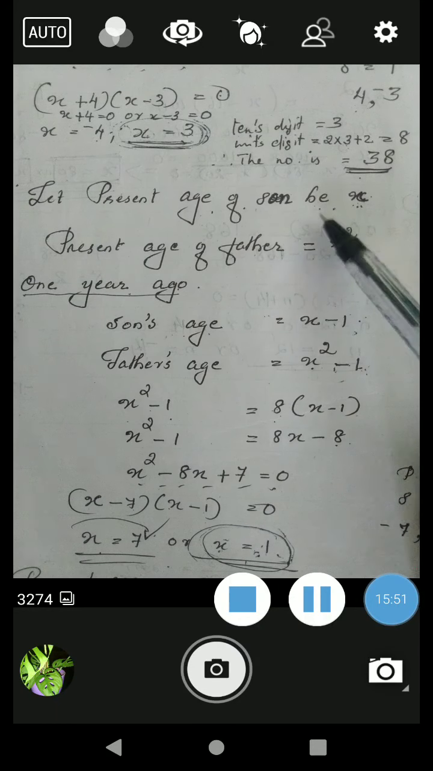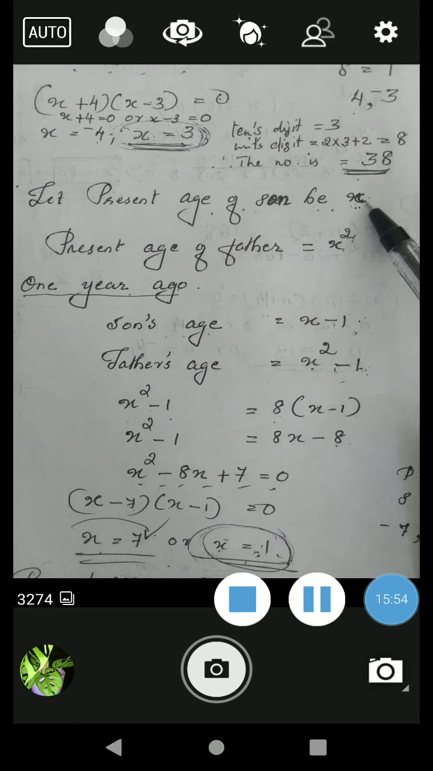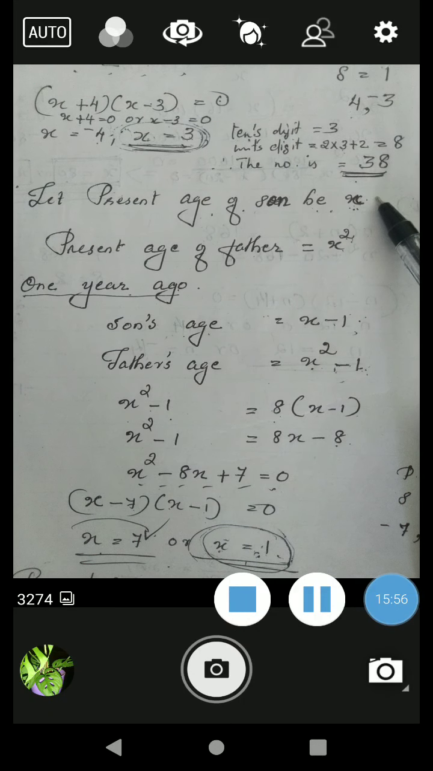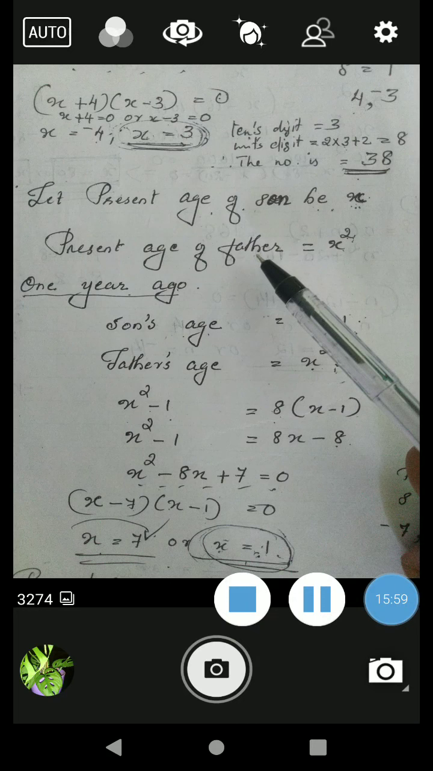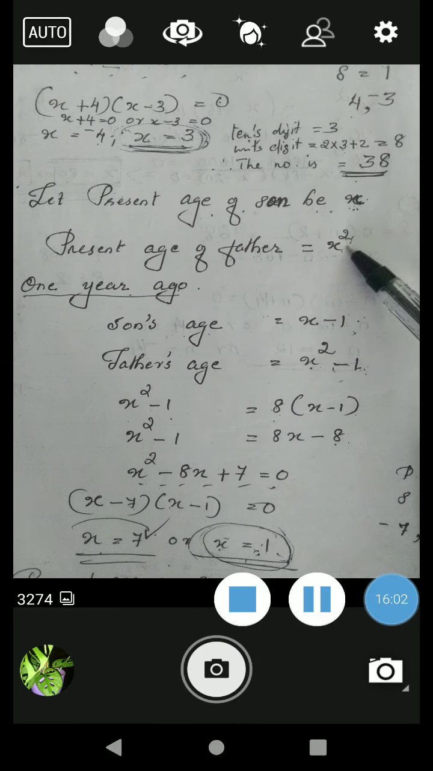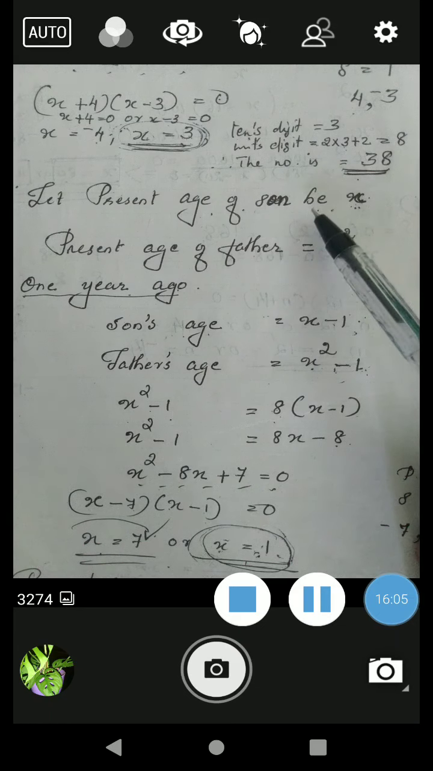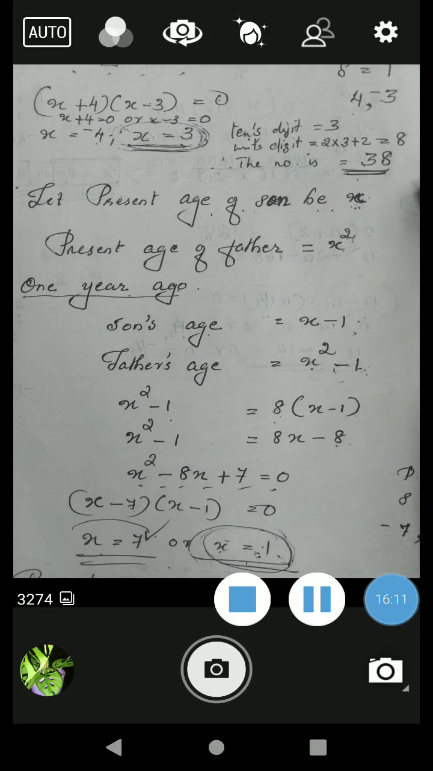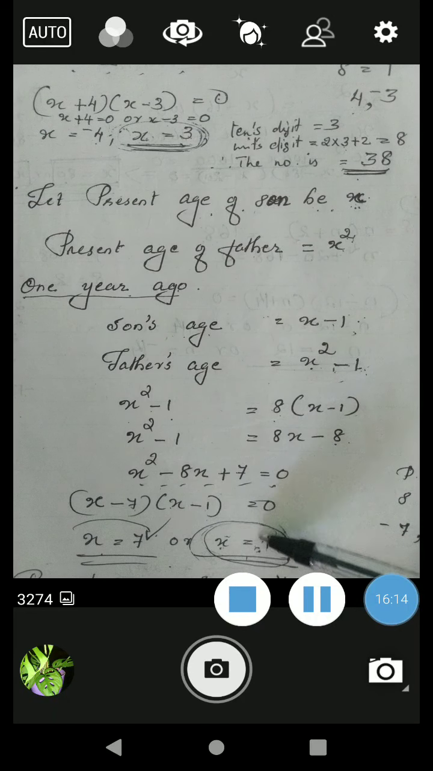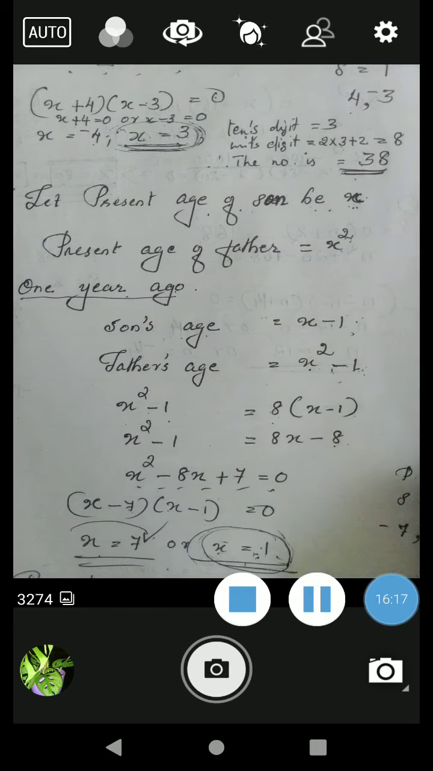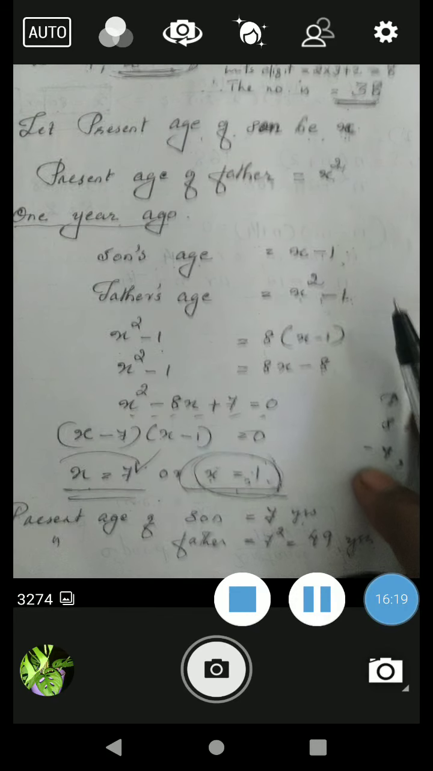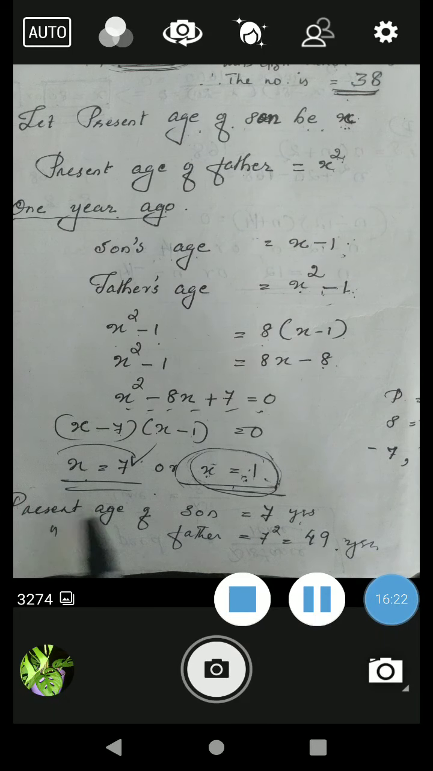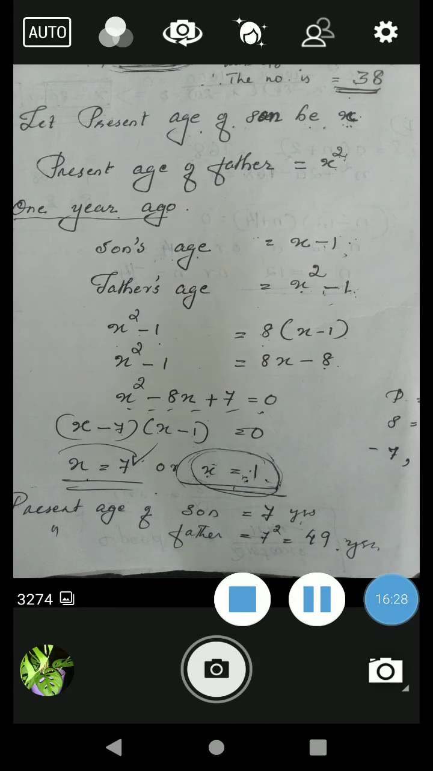You just look here. Present age of son be x. If x is equal to 1, present age of son is 1. It's okay. But what is the present age of father? 1 square, that is 1 itself. That means age of son is 1, age of father is 1. Is it possible? No. We can consider only this 7. In this way you can check whether your answer is correct or not. Now we can write present age of son 7 years and the present age of father 7 square, that is 49 years.